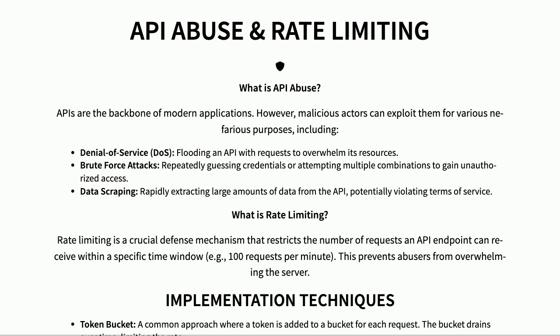Rate limiting is a really important tool to combat these issues. Basically, it's putting limits on how many times someone can call an API endpoint in a certain period of time. Think of it like a traffic cop for your API. We use techniques like the token bucket or leaky bucket algorithms to make sure we're not overloaded.